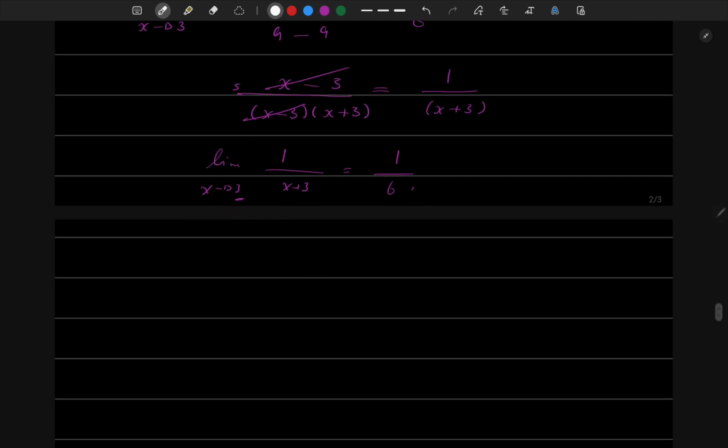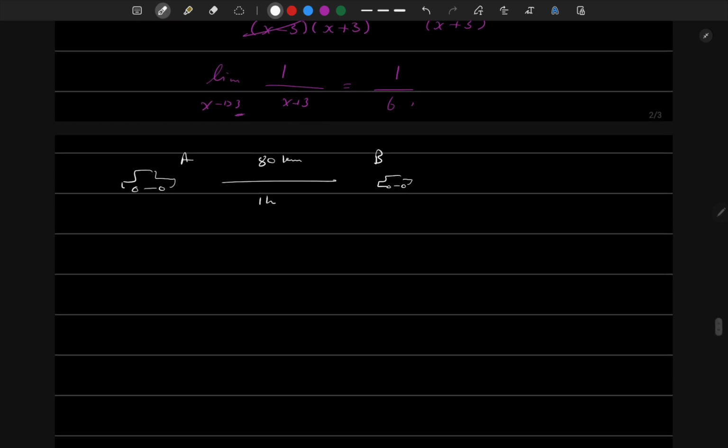And practically, if I have a car that has to go from point A to point B, and the distance between point A and point B is 80 kilometers, and the time it took to reach there is 1 hour, then you can say that the average speed or the average velocity for this car is 80 kilometers per hour. Why do I say an average velocity? Because I know for sure that it's not the velocity of the car from the first second to the last.